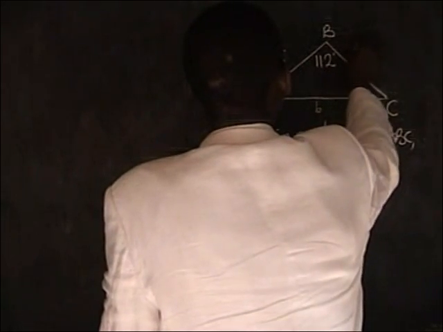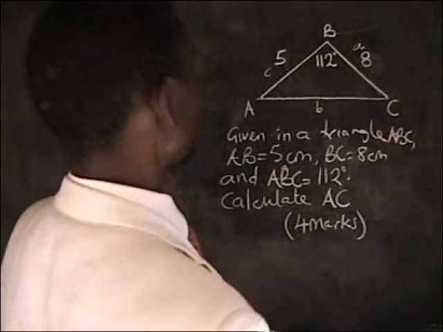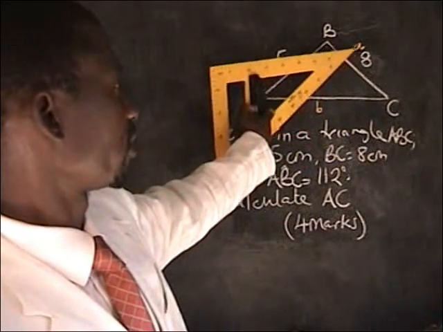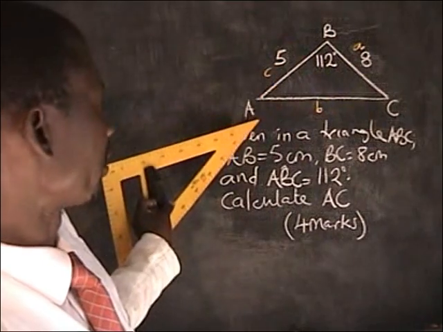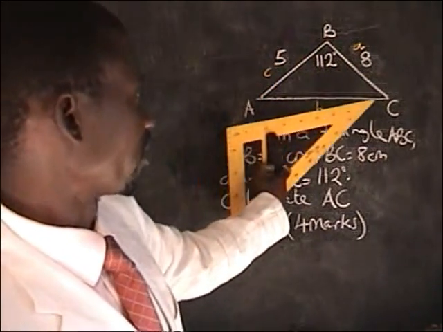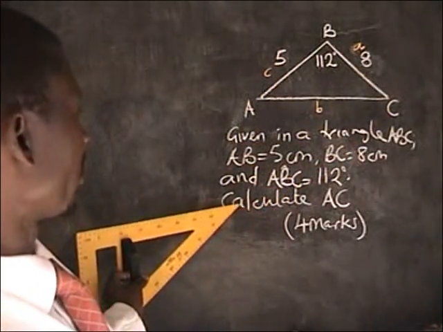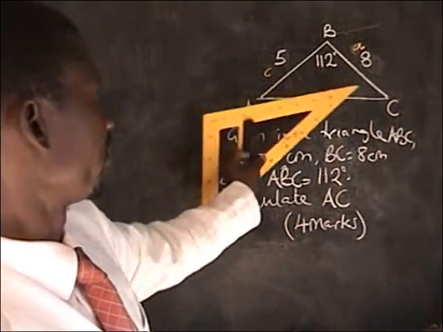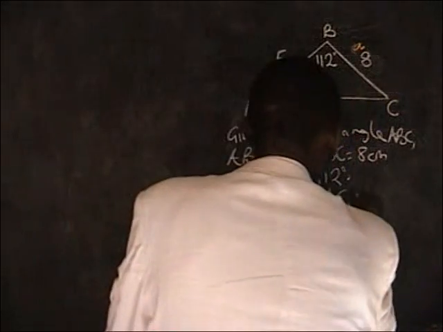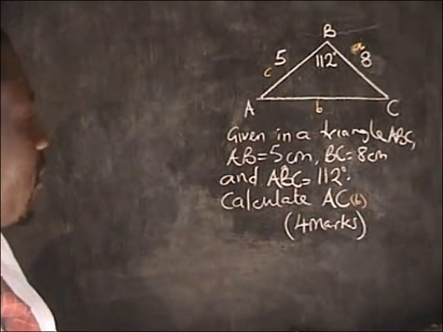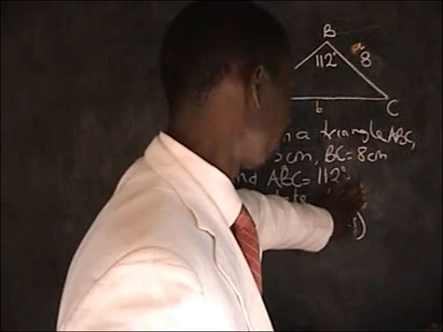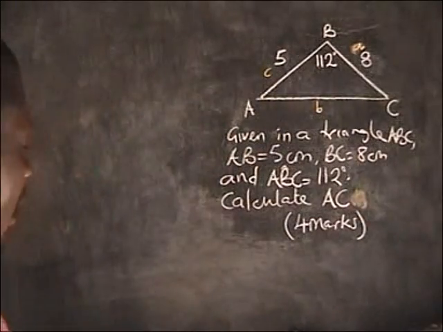You have small letter a like that. So it can be seen clearly that where you see the formula a, you are going to write 8. Where you see c, you are going to write 5, of which b is unknown to you. And this is what is in the question: calculate AC. AC is represented by small letter b. So the formula should start with a small letter b, since AC is represented by this small letter b.